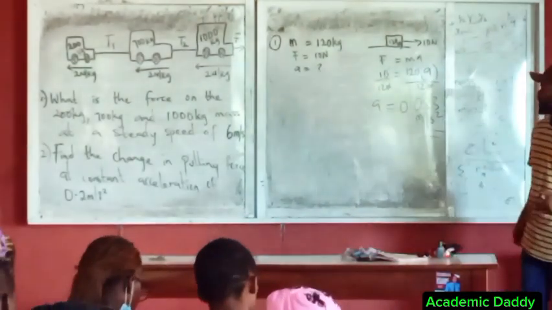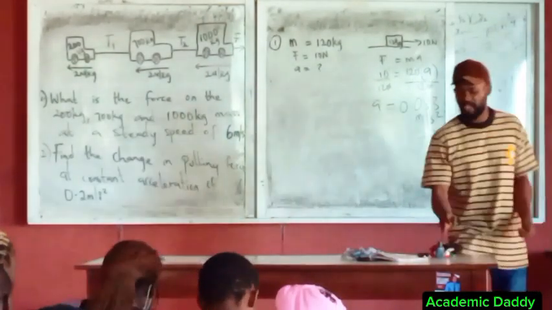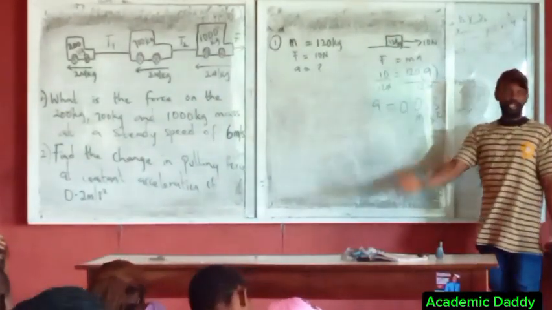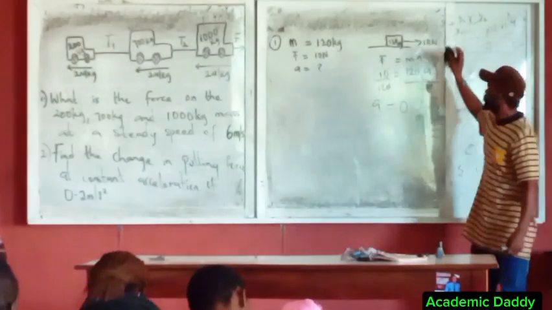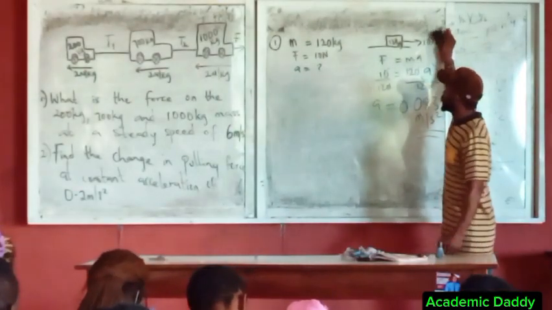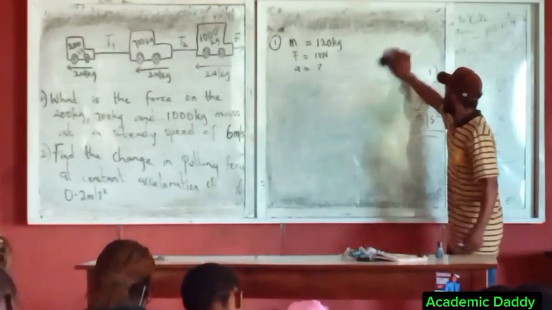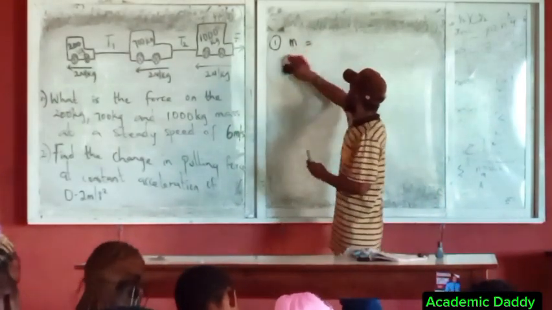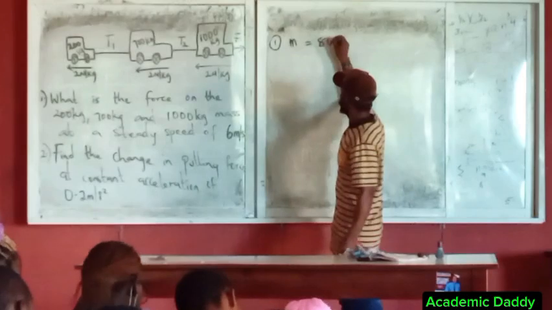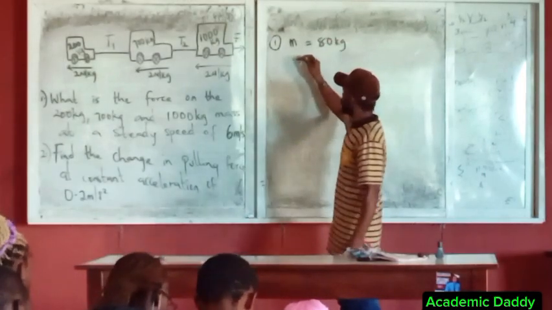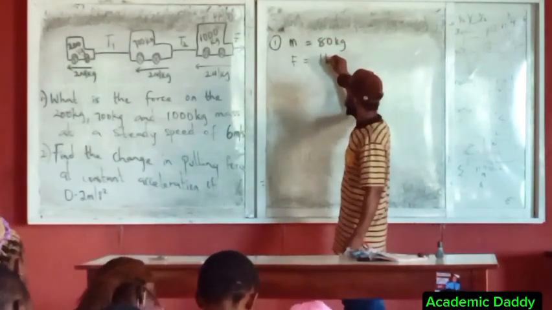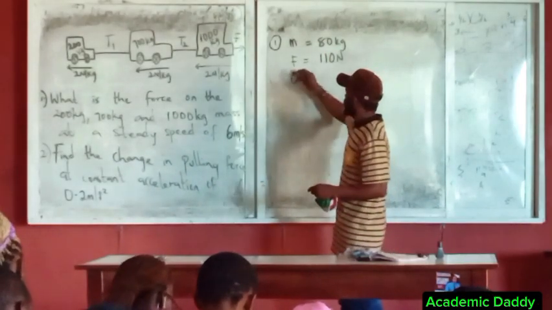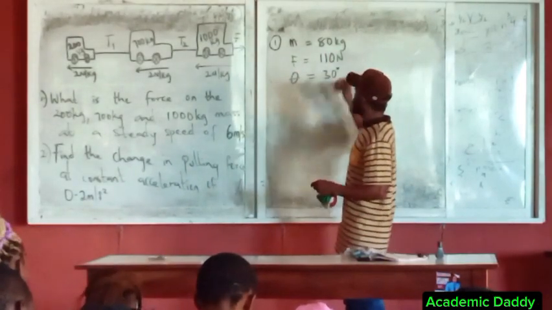So what we started with this simple question is for us to remember that force, when there is no friction, is simply F equals M a. Alright, let's go to the second question. The second question is a block of 80 kg pulled by a force of 110 Newton at an angle of 30 degrees below the horizontal.